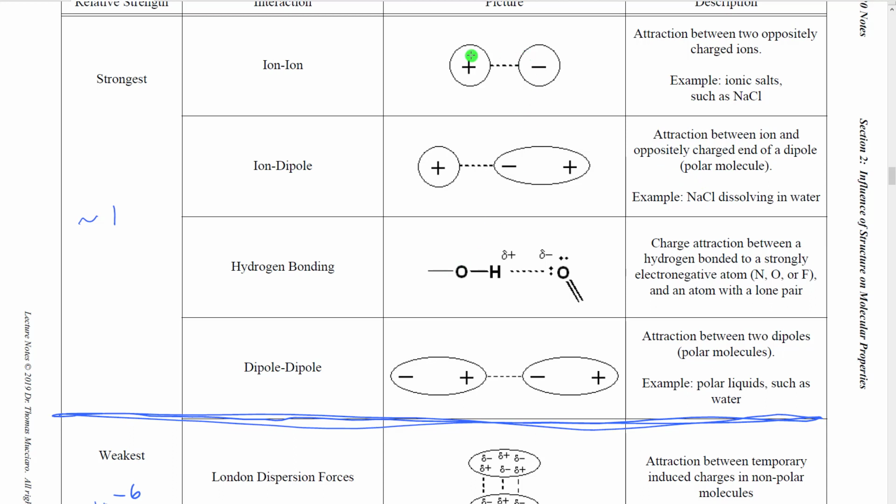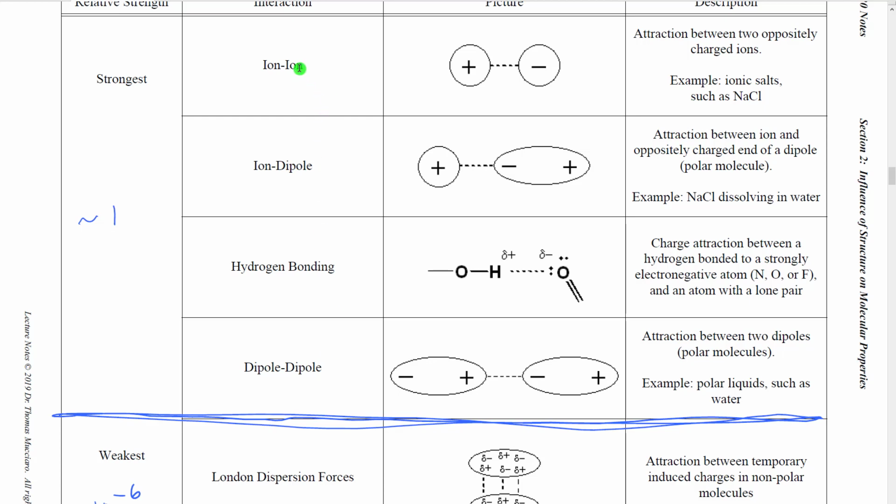I'm going to skip hydrogen bonding for just a moment and come down here. If ion-to-ion is 100% of a charge to 100% of a charge, and ion-dipole is 100% of a charge to a partial positive or negative on a polar molecule, then the last one in this series would be a partial positive or partial negative charge on the end of one molecule with the opposite partial charge on the end of the other molecule. And this is called the dipole-to-dipole attraction.